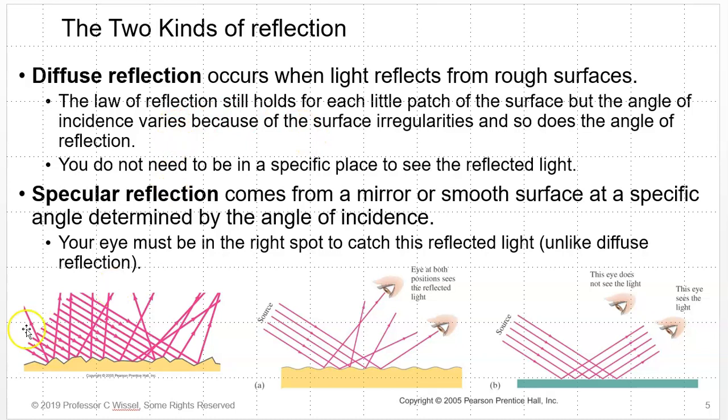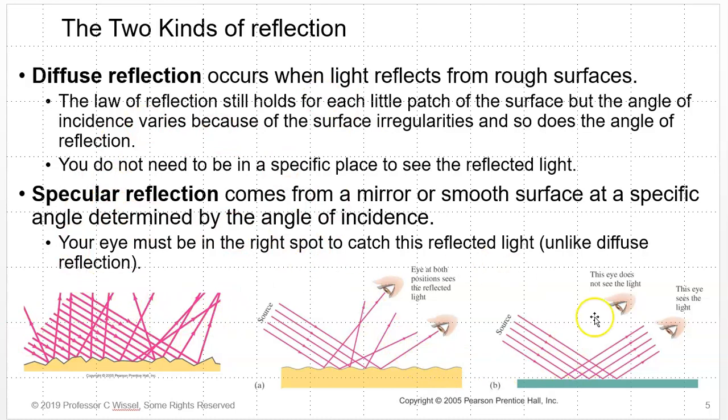The law of reflection will actually still hold even for a rough surface, but the surface itself is so rough that the reflected rays don't come off at a single angle. They still obey the angle of incidence equals the angle of reflection, but the normal of this surface is here. You can see in all these angles, all these light rays are reflected in different directions. So you don't need to be in a specific place to see the reflected light. It sort of comes off as diffuse light.